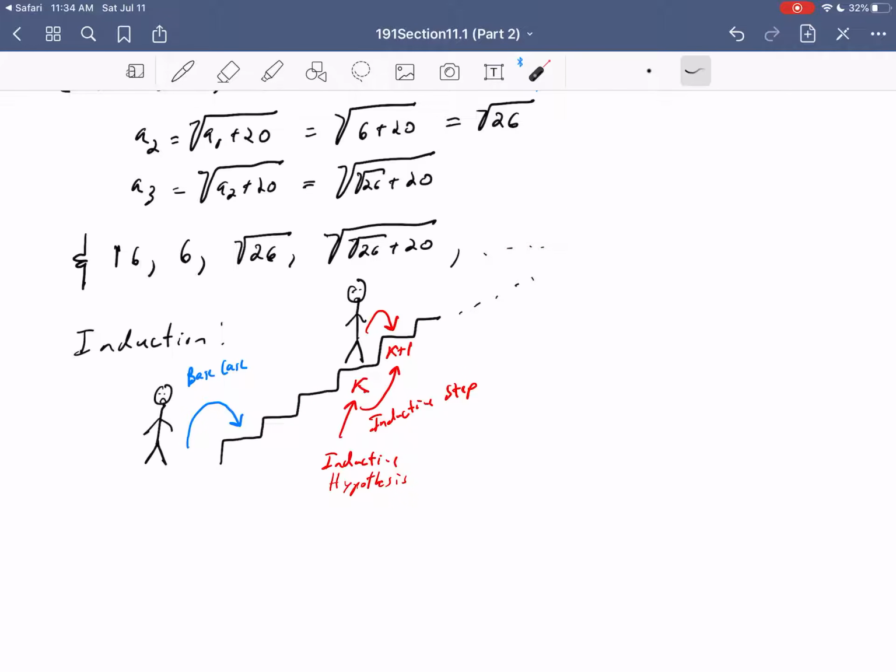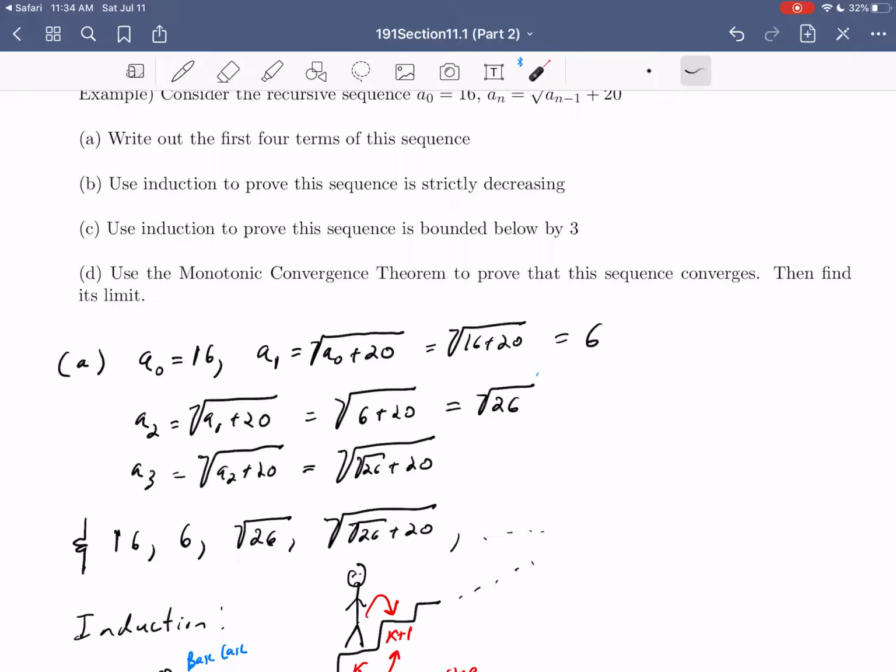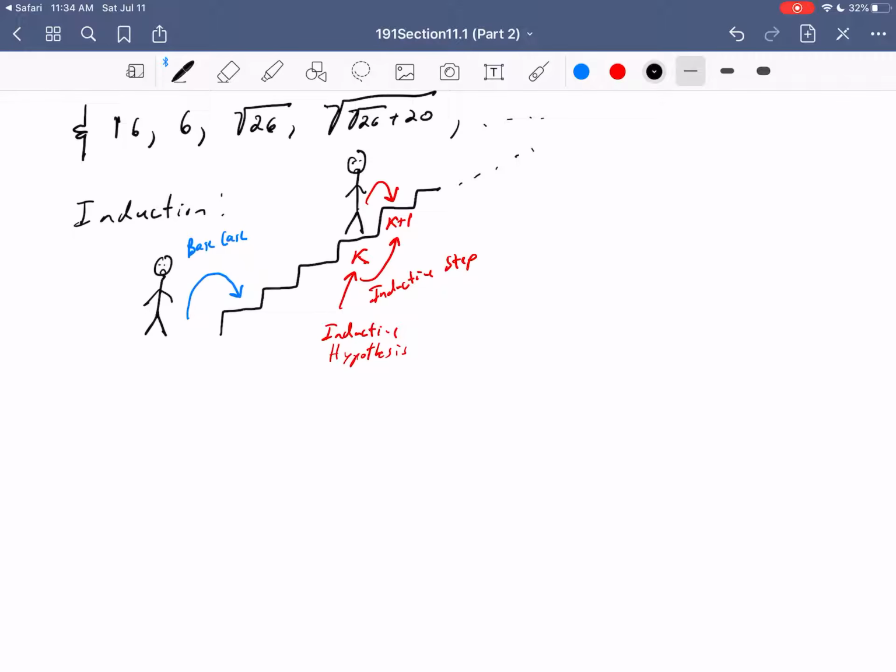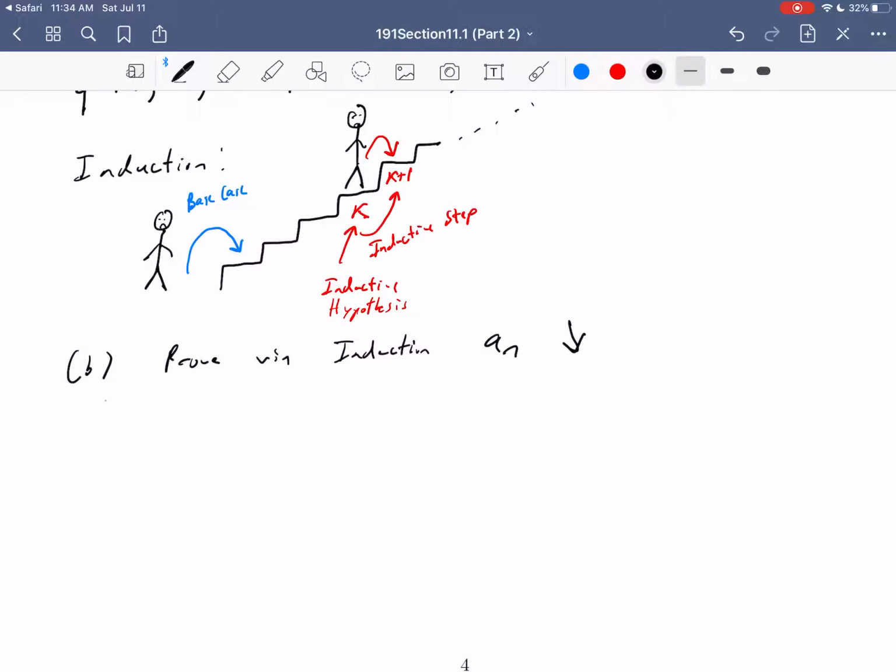Okay, so let's see how that applies in our situation. We want to prove that this sequence is strictly decreasing. So we're going to prove via induction that a sub n is strictly decreasing. So we need to do our base case. It's always going to start with a base case. So the base case here would be that we need to show that the first step forward in our sequence is a decrease. So we need to show that a sub 0 is greater than a sub 1.